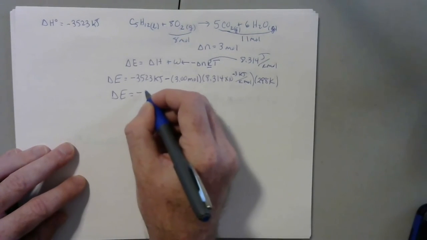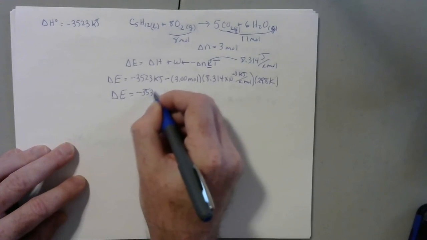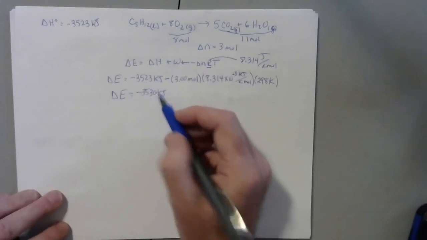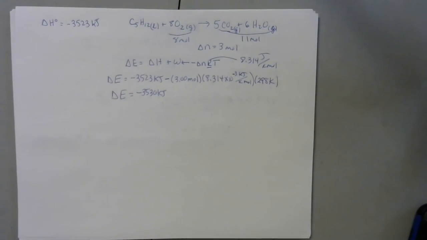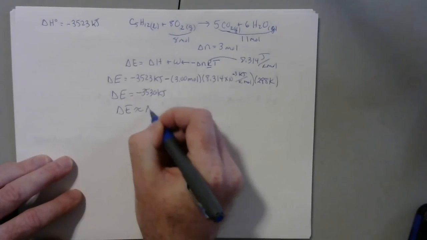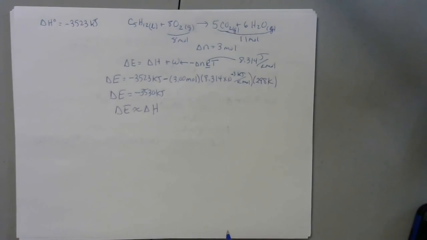So in that case, our delta E becomes negative 3,530 kilojoules. If you compare the two numbers, we're only talking about 7 kilojoules of difference because of the work of the gas pushing on the atmosphere at large. So a lot of people say that amount is negligible and therefore just ignore it. And so we just assume that delta E is approximately equal to delta H because the work term is so small.